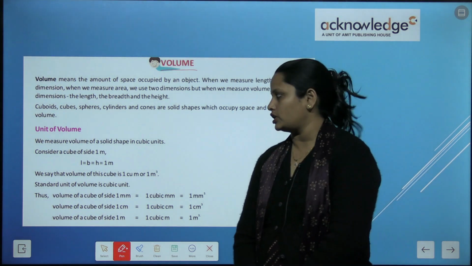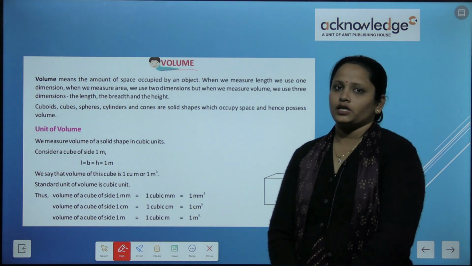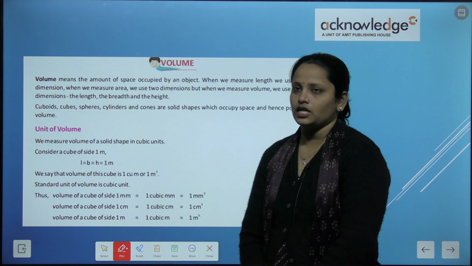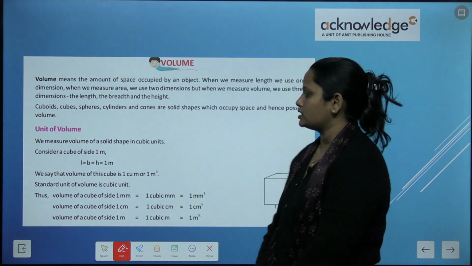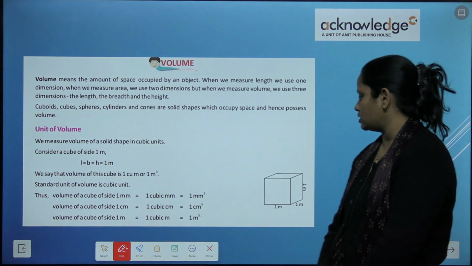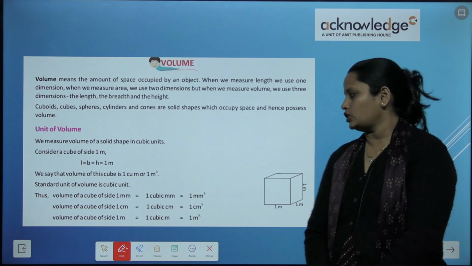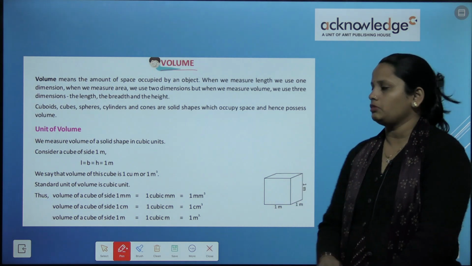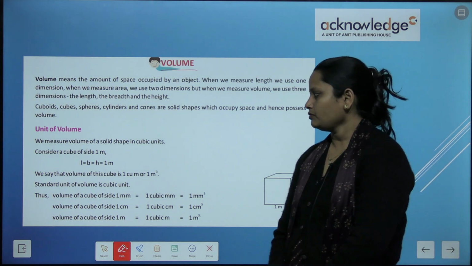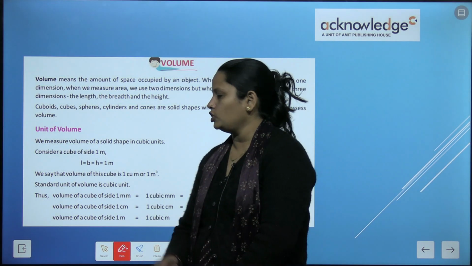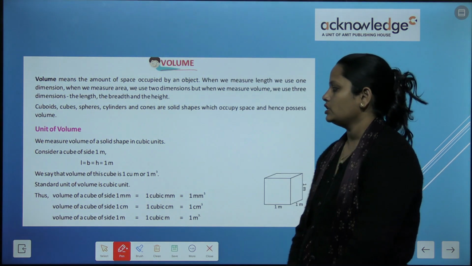cubic units. हम solid shapes जो भी होते हैं उनके volume का measurement ले सकते हैं, कैसे? Cubic units में. So here let's consider a cube of side 1 meter. Here you can see this is a cube जिसका side है 1 meter. So आप देख सकते हो इसकी length 1 meter होगी, breadth भी 1 meter होगी और height भी 1 meter होगी. We say that volume of this cube will be 1 meter cube.